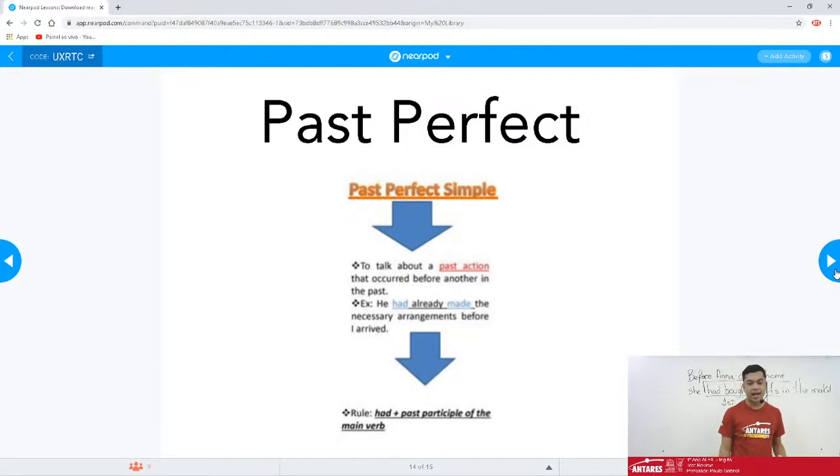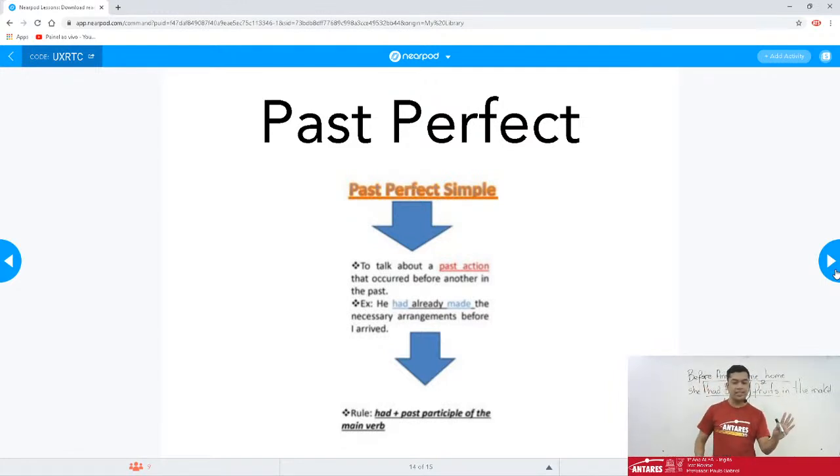Example: he had already made the necessary arrangements before I arrived. So I arrived after he had already made the necessary arrangements, okay? So what happens first here? Had made the necessary arrangements. What happened after? I arrived, okay?